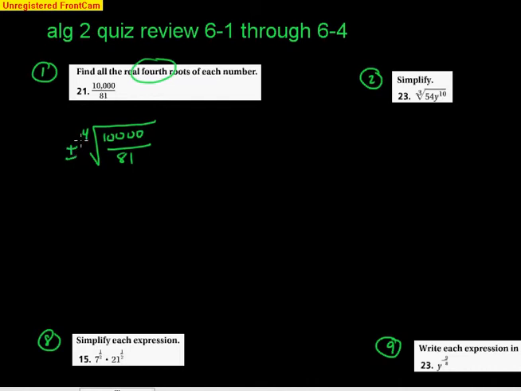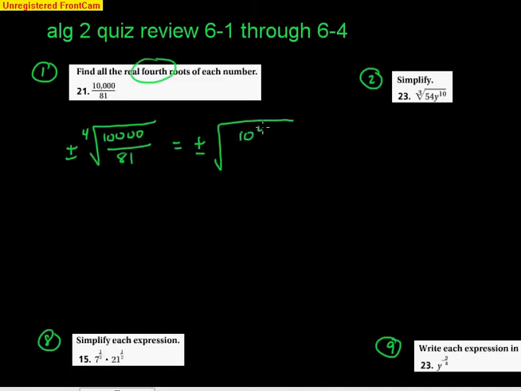Now remember, if this number were negative inside this even index, you cannot do the problem. But because this is a positive number inside an even index, we're good to go. So, is 10,000 something to the fourth power? Is 81 something to the fourth power? Well, use your calculator. Try some numbers. I bet you guessed 10,000.